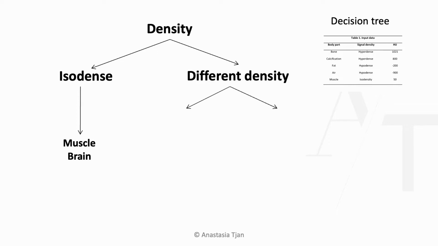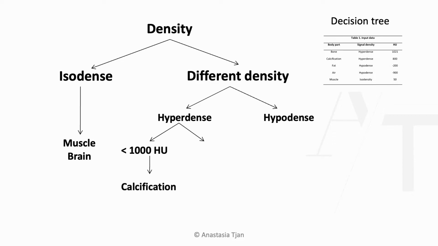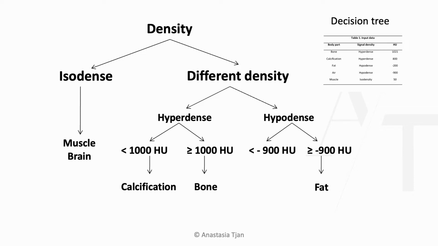However, different density can be split into two, which are increased or decreased density, hyperdense or hypodense. Hyperdense will make another tweak, which is the Hounsfield unit value, to split the data. If the value is less than 1,000, the final point is calcification, while if more than or equal to 1,000, the final point is bone. For hypodense, tweaks are made using the Hounsfield unit as well. When the value is more than or equal to minus 900, the final point is fat, and the other will be air.